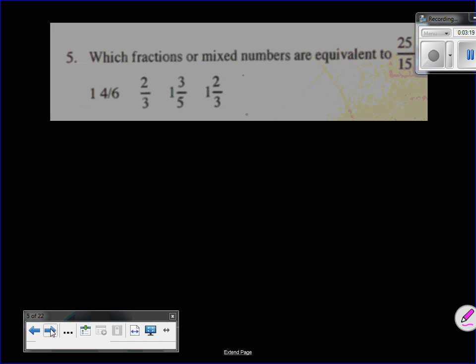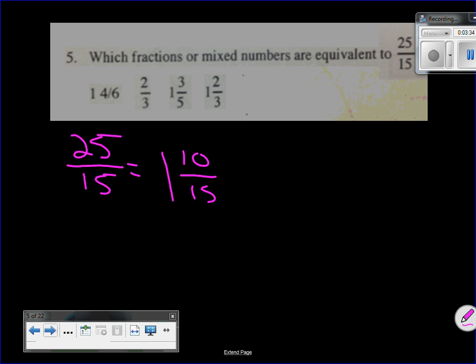Next problem. Which fractions or mixed numbers are equivalent to 25 over 15? Well, let's reduce this one down. How many 15s go into 25? I've got 1. What's left over? 10 over 15. Okay, I don't see anything there, 1 and 10 over 15. So does that mean it's not right? Well, not necessarily. Let's look at this first one here. We have 1 and 4/6. Does that equal the same as 1 and 10 over 15?